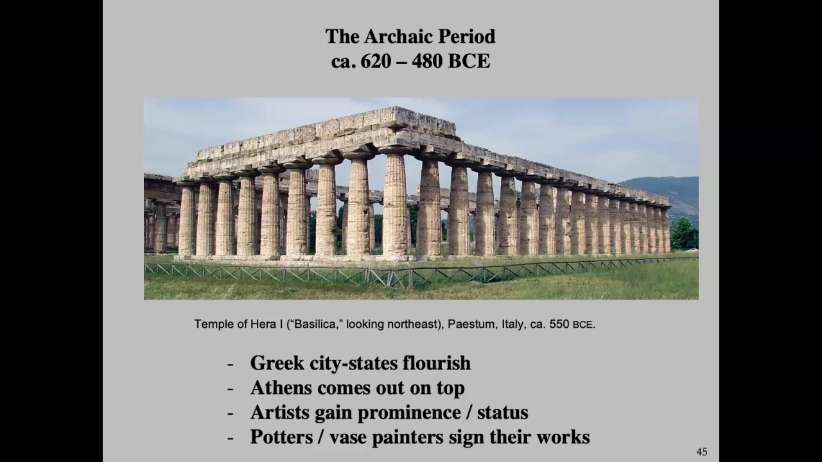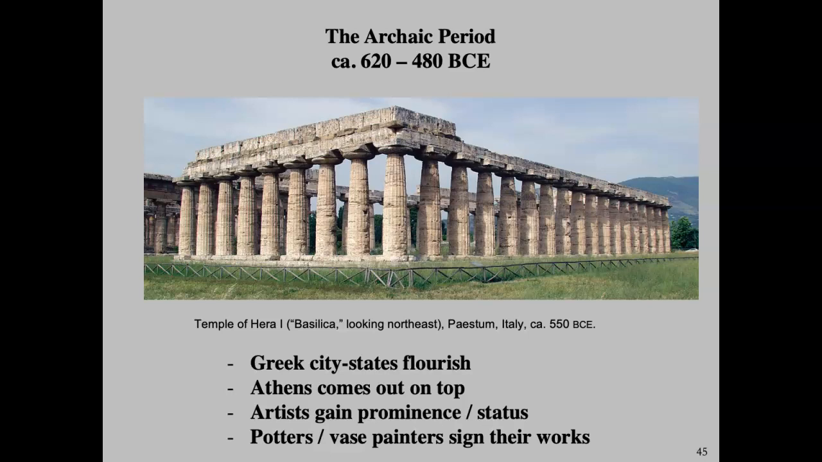The next period of ancient Greece that we're going to look at is the Archaic period, which runs from about 620 to 480 BCE. And it's really easy to know when it ends and when the Classical period begins, because remember, 479 is when Athens is sacked, and 480 is when Pericles embarks on the rebuilding of the Acropolis. So that really marks the end of the Archaic period and the beginning of the Classical period.